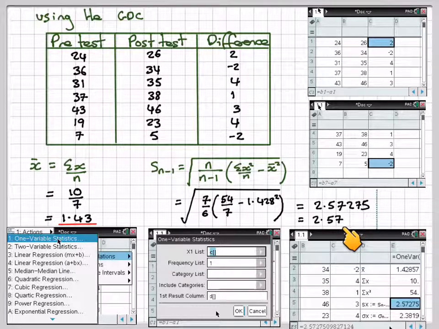That's the unbiased estimate of the standard deviation, but we want the variance, it says in the question, so you have to square that. So the variance will be 2.57 and a bit more, squared, which will give me 6.62. However, this is more useful in the next part of the question.